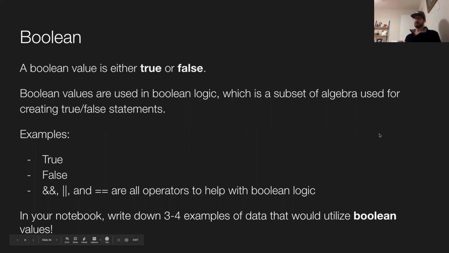So y'all know the drill. What could be an example of data in our grocery app that would use true or false? This is tricky.